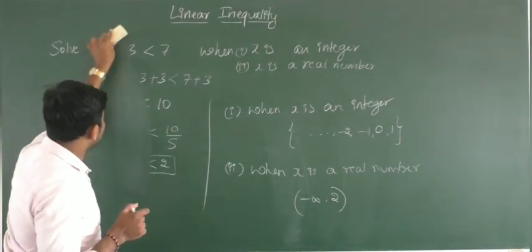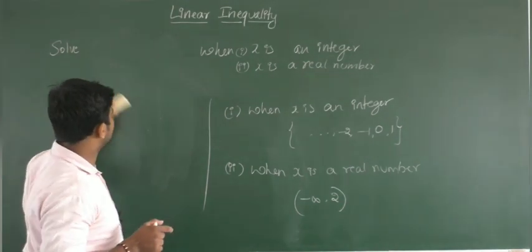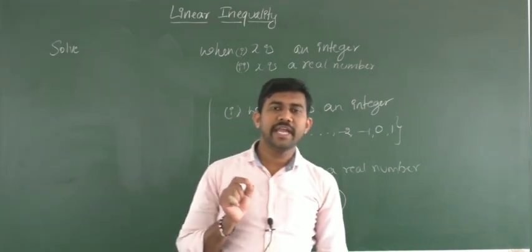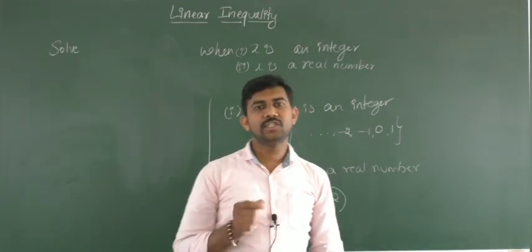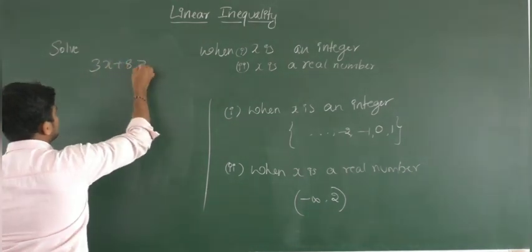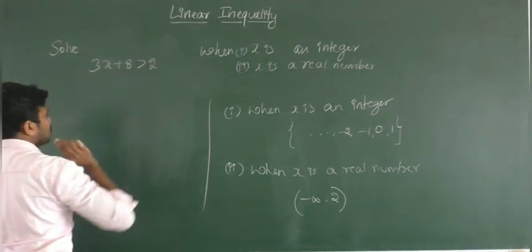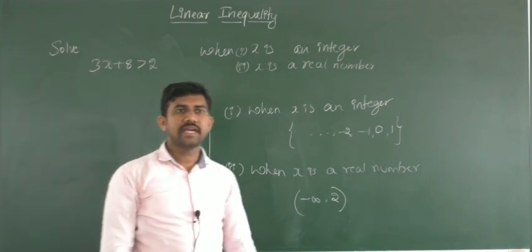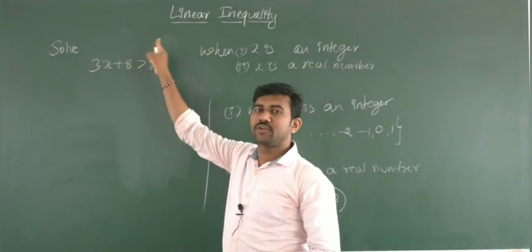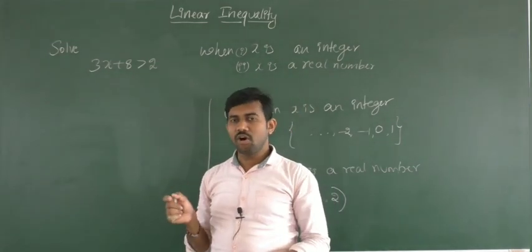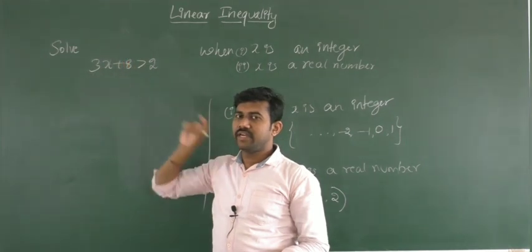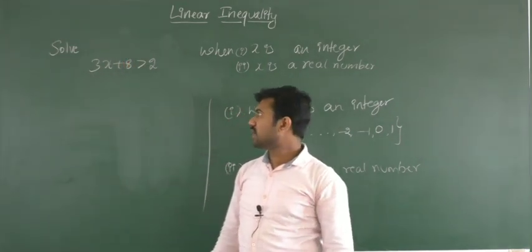Okay, now the next question they have given, see here. They ask here 3x plus 8 strictly greater than 2. Okay, now can you try to solve this question? First we need to bring this 8 to the other side, or here subtract 8 on both sides to remove 8. Okay, you can do like that.